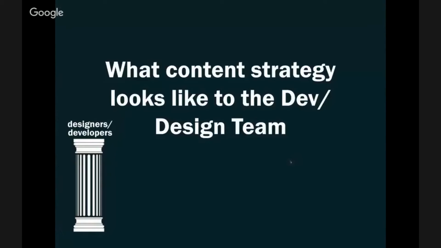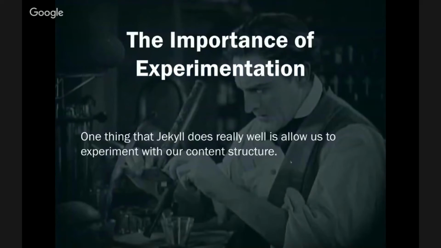So next up is how we think about this for our dev team. We have to think about it from their perspective as well. So one thing that Jekyll does really well is to allow us to experiment with our content structure. You can imagine what I was just going through, that things can get complex fairly quickly. All that neat logic you come up with in your early content diagrams and spreadsheets breaks down as it gets closer to being real, and stakeholders get to see it, and editors get to use it.